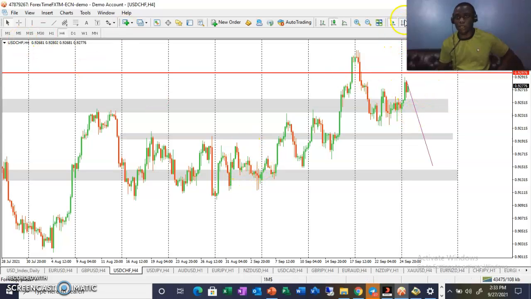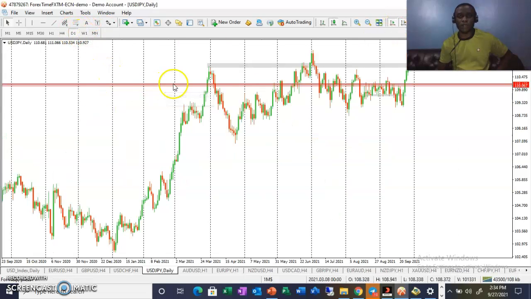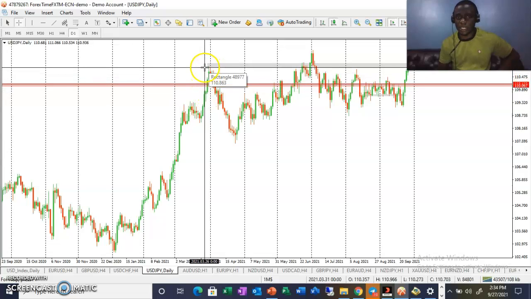Yeah, it's most likely it comes down. So now let's go to USD JPY, USD Japanese yen. You can see from the daily chart, this is a very strong resistance.